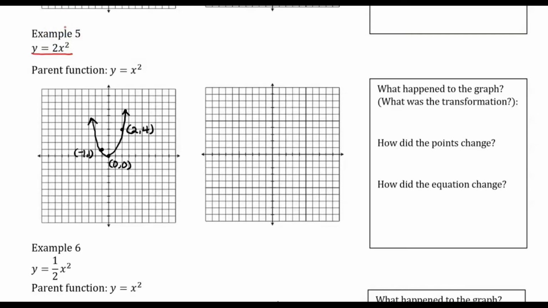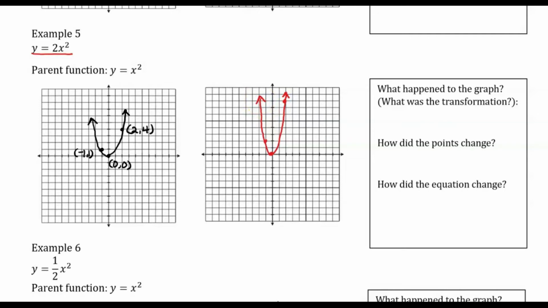If I were to graph the new function 2x squared, it would still go through the point 0, 0, but now instead of going through 2, 4, it would now go through the point 2, 8. And instead of going through negative 1, 1, it would now go through the point negative 1, 2. So the new graph would look like this.